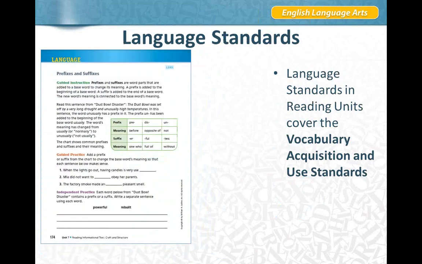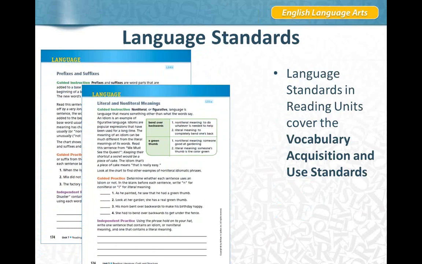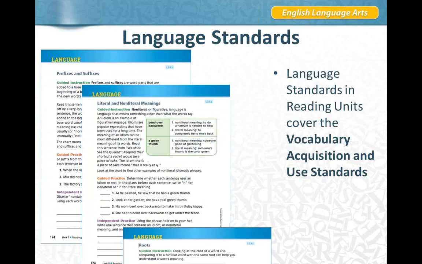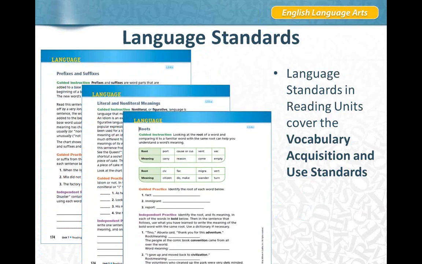Every reading unit has language standard skill pages. These language standards pertain to the vocabulary acquisition and use standards. So in this case, I've pulled up 3 different ones: prefixes and suffixes, literary and non-literary meanings, and root words.